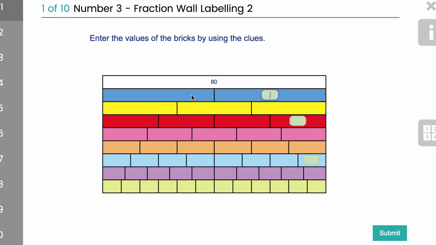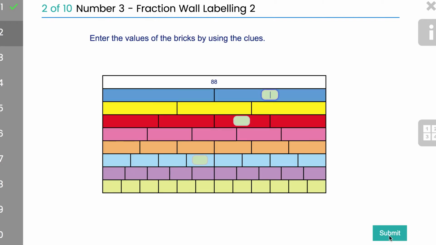And you should know that this is going to be cut in half, and this is going to be cut into thirds and quarters and fifths and sixths and eighths and tenths and twelfths, just like a normal fractions wall. So if the whole is 80, then half of it is going to be 40. A quarter of it is going to be 20, and an eighth of it is going to be 10. So it's just cutting it in half every time.